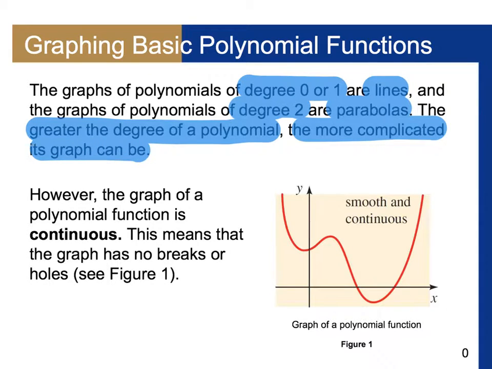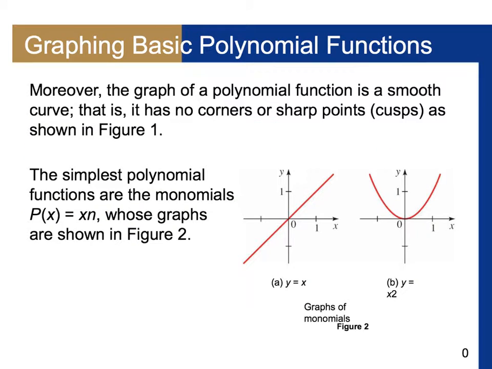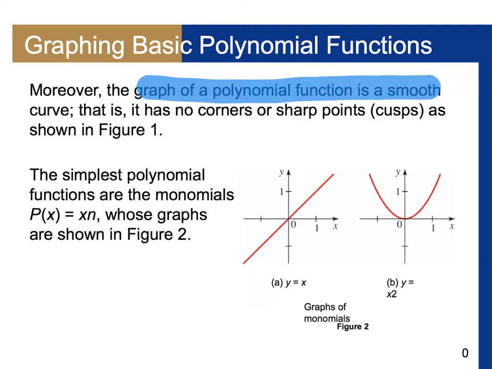Okay, but we can say that the graph of a polynomial function is continuous. That means that the graph has no breaks or holes. In fact, it's going to be a nice smooth curve like this. It's not going to have any cusps either. It's going to be a nice smooth curve like a roller coaster curve, for any polynomial graph. So the graph of a polynomial function is a smooth curve for degree 2 or greater. It has no corners or sharp points, no cusps.